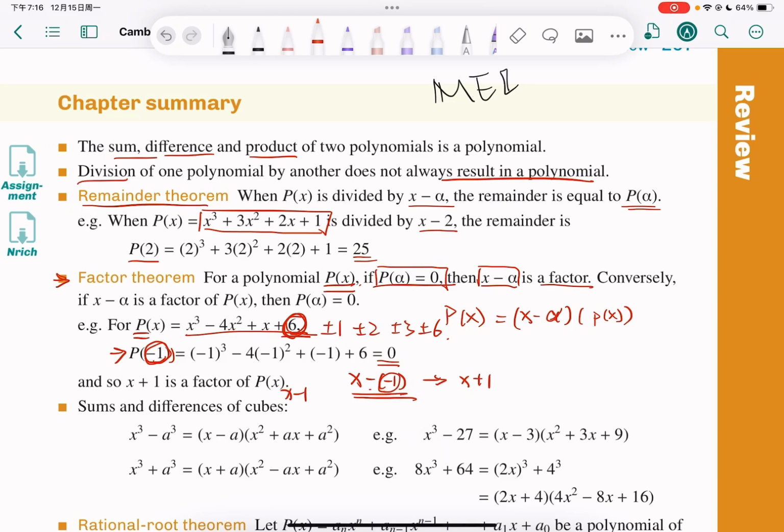Okay, so commonly after we get negative 1 to be a factor that makes it 0, then we usually divide p(x) using long division with a factor and then get another polynomial, and then so on and so forth. So from this step over here, we can conclude x plus 1 is a factor of p(x).